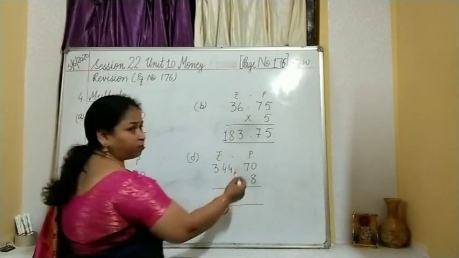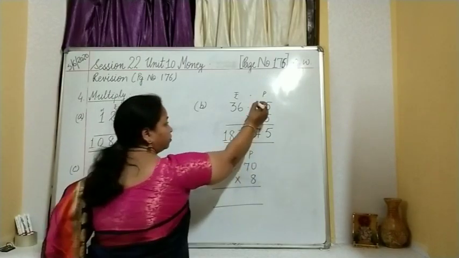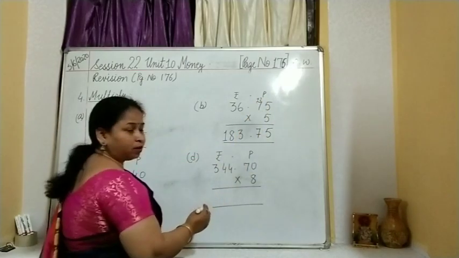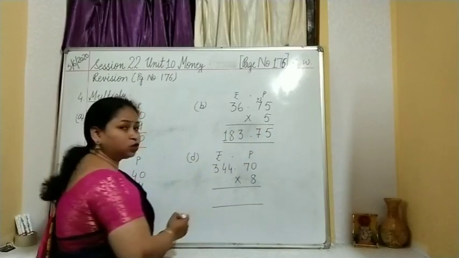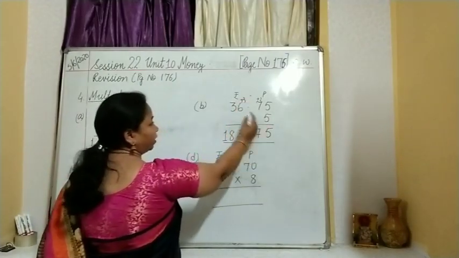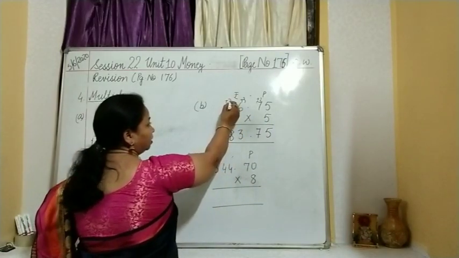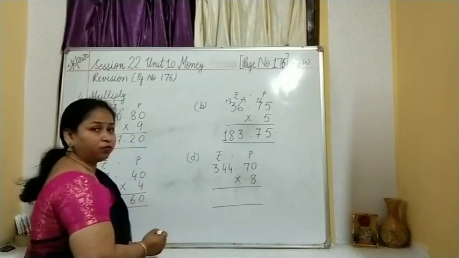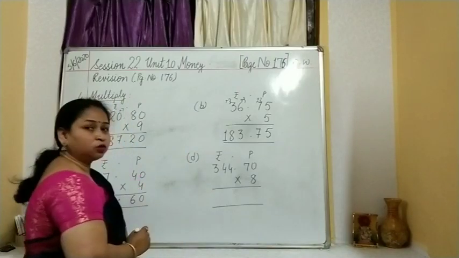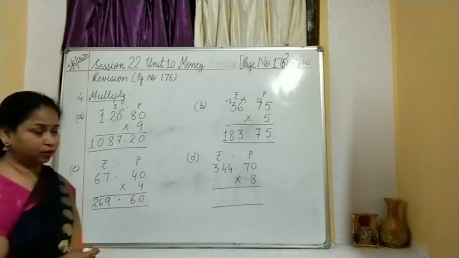36 rupees 75 paise multiplied by 5. 5 5s are 25. We carry 2 over here. 5 7s are 35 plus 2, 37. We carry 3 over here. 5 6s are 30 plus 3, 33. 3 is written over here. Then 5 3s are 15 plus 3, 18. So what is the answer you have got? 183 rupees 75 paise. Okay.